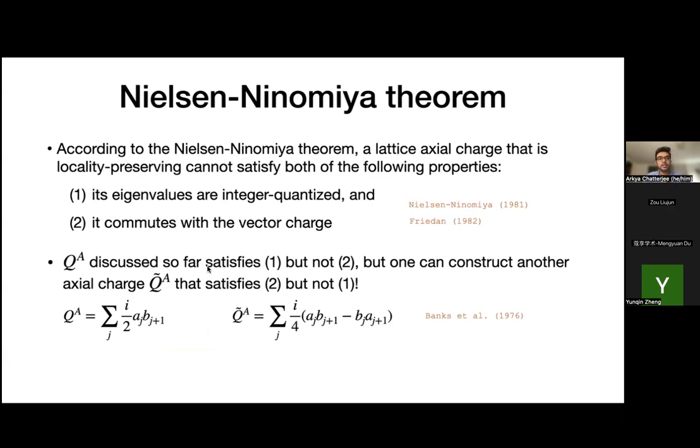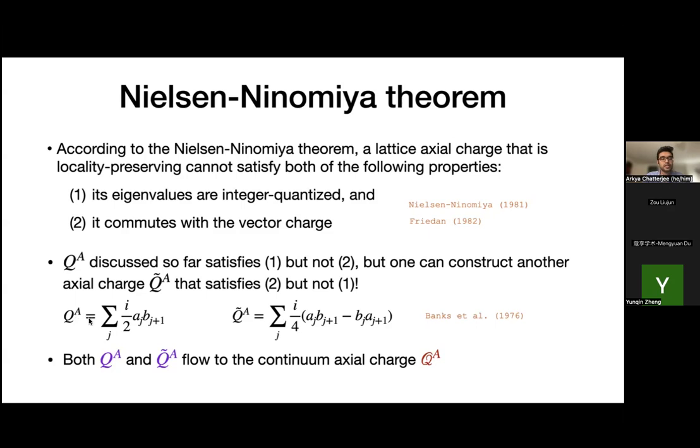So in the end, what we find is that we can either satisfy one or the other, but not both. But both of these charges, and as we commented earlier, all of the QNs with odd n, they all flow to the continuum axial charge. So in some sense, they're all good axial charges. But there's a major difference between how these two charges act as symmetries on the operators of your theory.